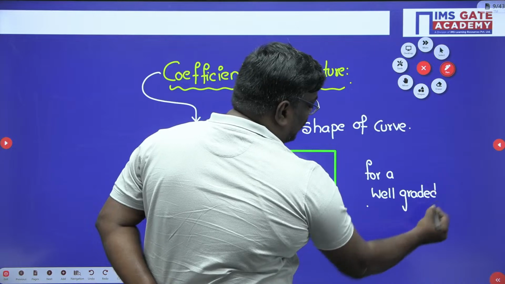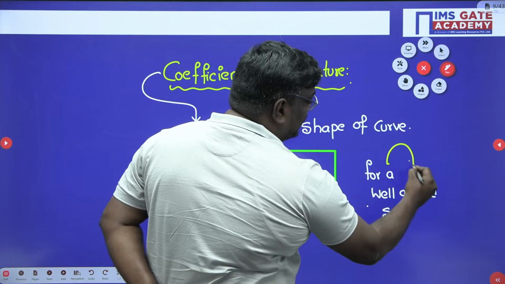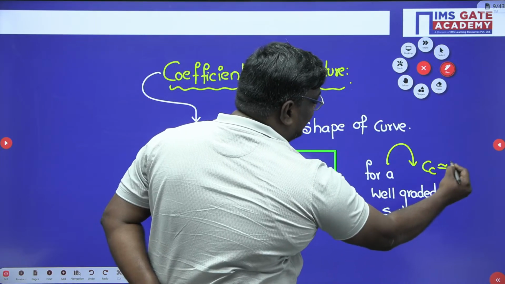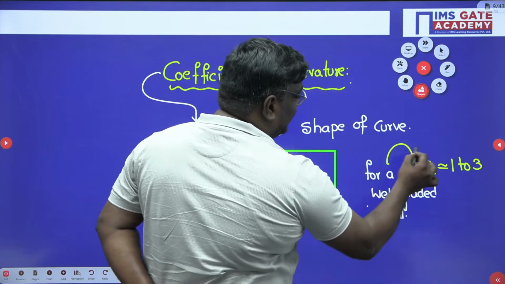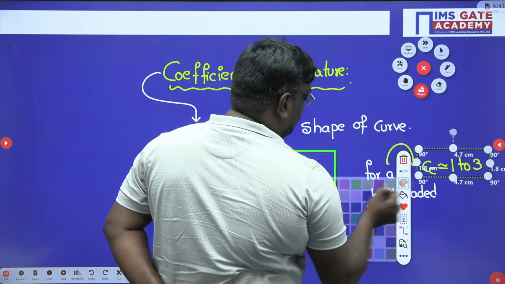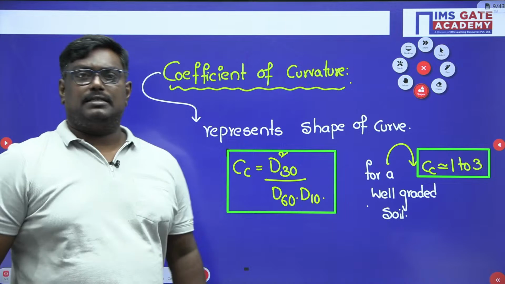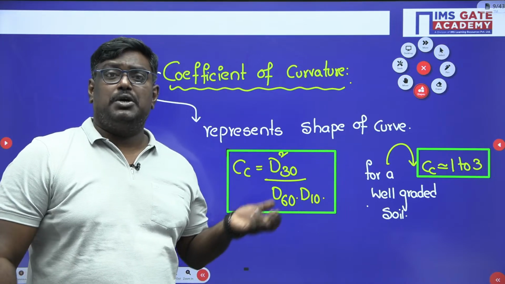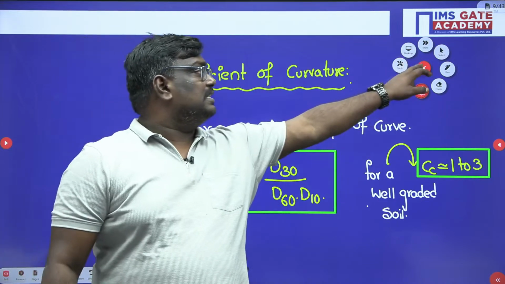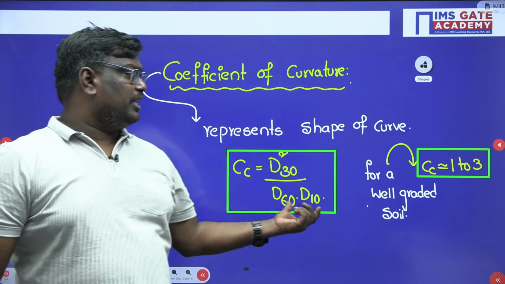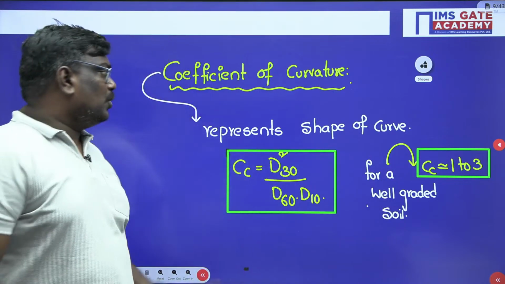For a well graded soil, remember my dear students, the Cc value lies between 1 to 3. Here please understand what you mean by coefficient of curvature. Coefficient of curvature will give you an idea about the shape of the curve, and here Cc is nothing but D30 squared upon D60 into D10. For a well graded soil, Cc should lie between 1 to 3. I hope you are clear.